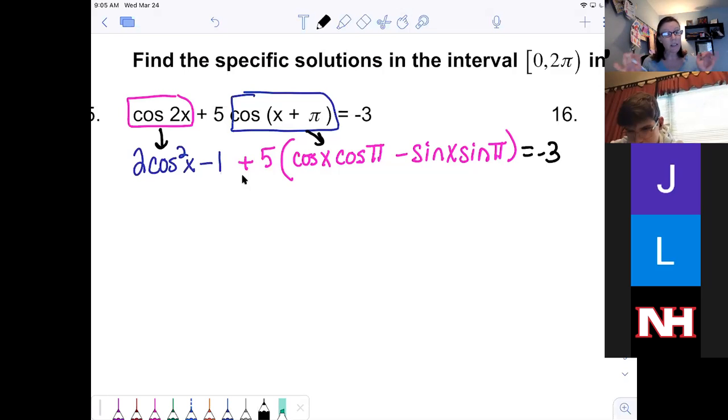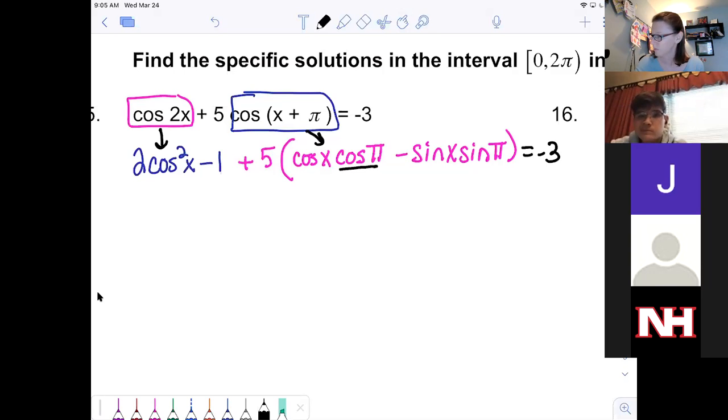Now you can look inside those parentheses and evaluate it a little bit. We want to figure out what is the cosine of pi, or what is the sine of pi. Hannah, what is the cosine of pi? Would it be 0? Or I mean -1. Yeah, so the cosine of pi is -1. And Hannah, the sine of pi is 0.